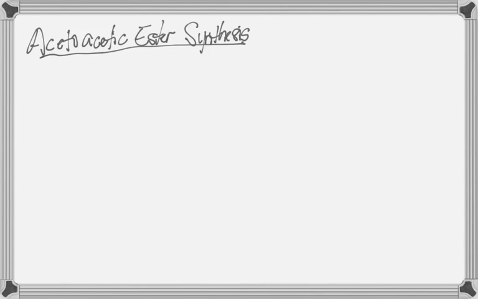This video is the mechanism of the acetoacetic ester synthesis. So we're starting with the ethyl ester of acetoacetic acid, and the reaction is carried out in the presence of ethoxide and the solvent is ethanol. We do that to make sure that the esters don't transesterify.